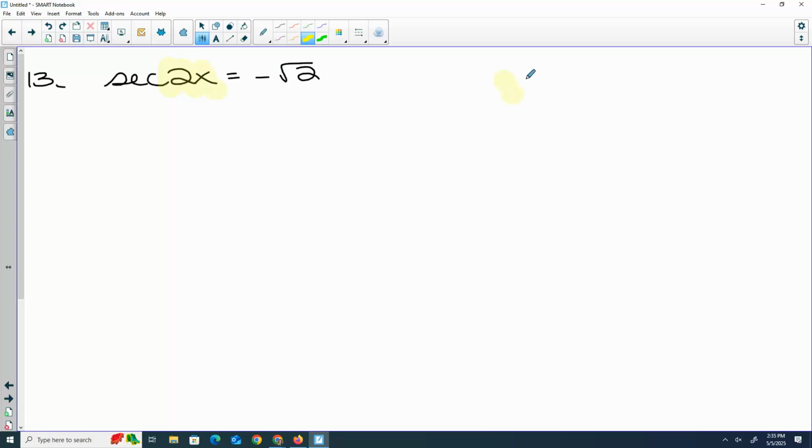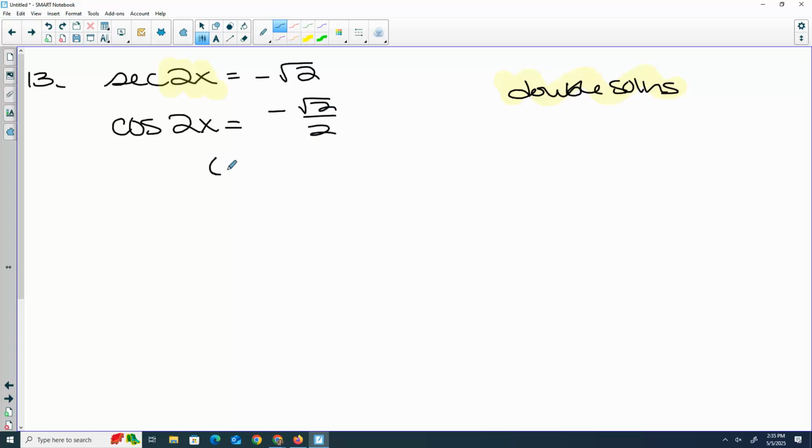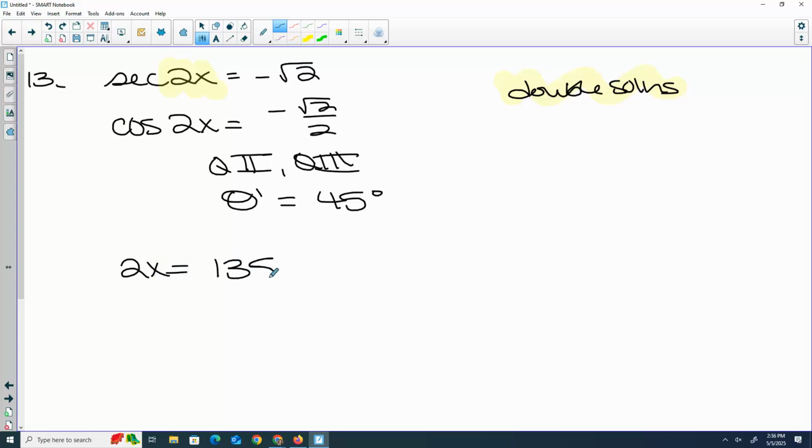As soon as I see a 2x, that tells me what? If you don't like thinking about secant, that's reciprocal of cosine. That means cosine is 1 over the square root of 2 or radical 2 over 2. So when is cosine negative? Reference angle, when cosine is radical 2 over 2, that would be, so my angle, 2x, would equal 45 degrees in quadrant 2. 180 minus 45 is 135. Quadrant 3, 180 plus 45 is 225.